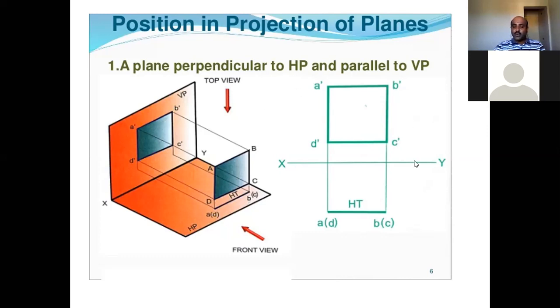And this is the two-dimensional drawing that we are going to do. See, here we are getting this square, the true shape, in the front view, and correspondingly we are going to get the top view. So in the top view, A and B are visible, and C and D are not visible. This is just the first position, with the plane perpendicular to HP and parallel to VP. Right?